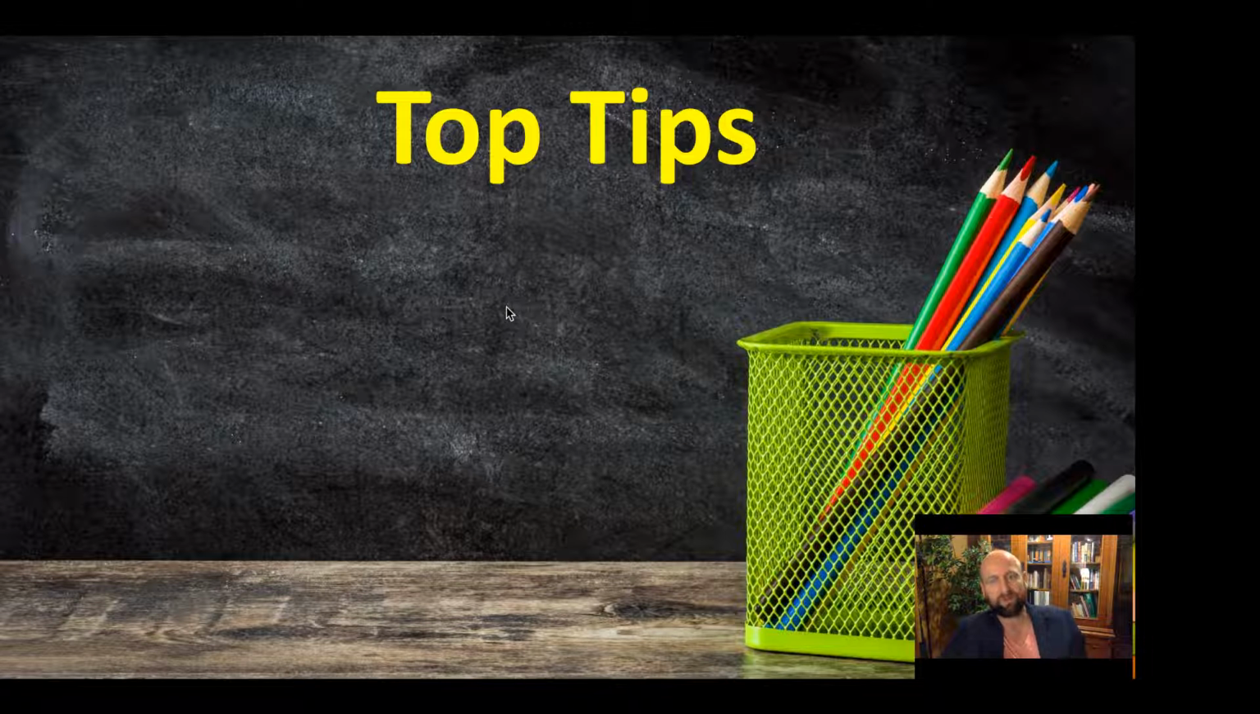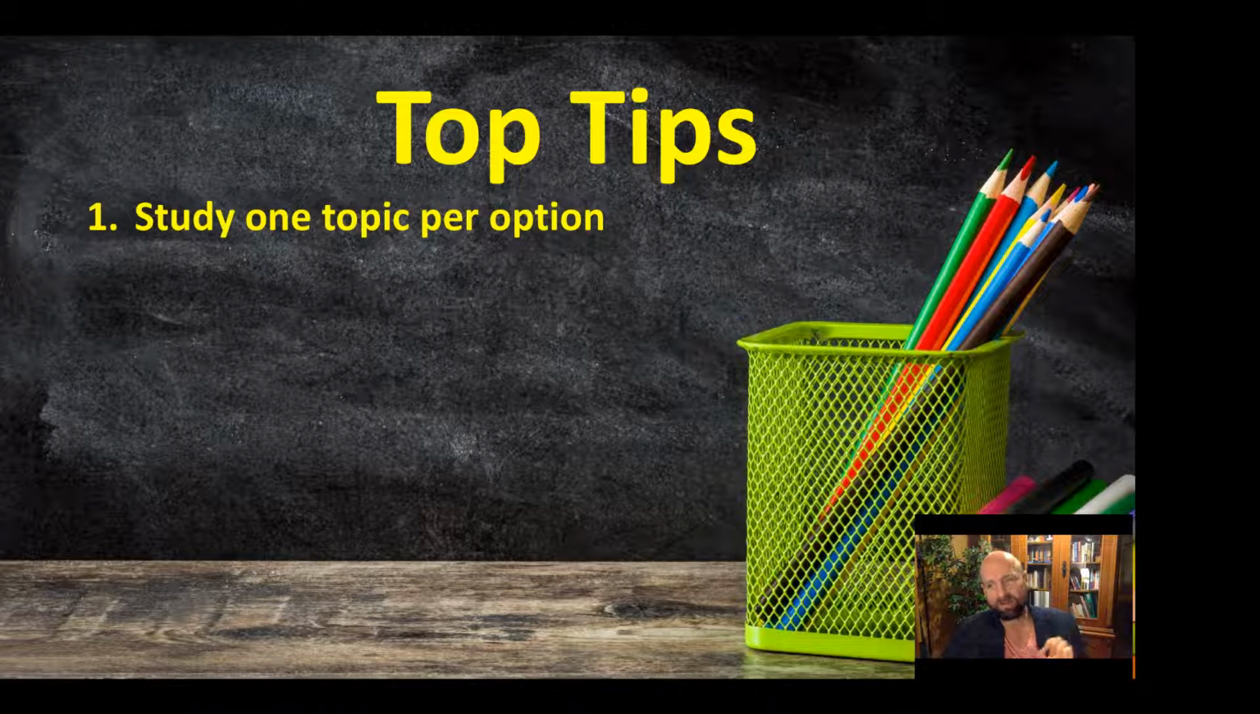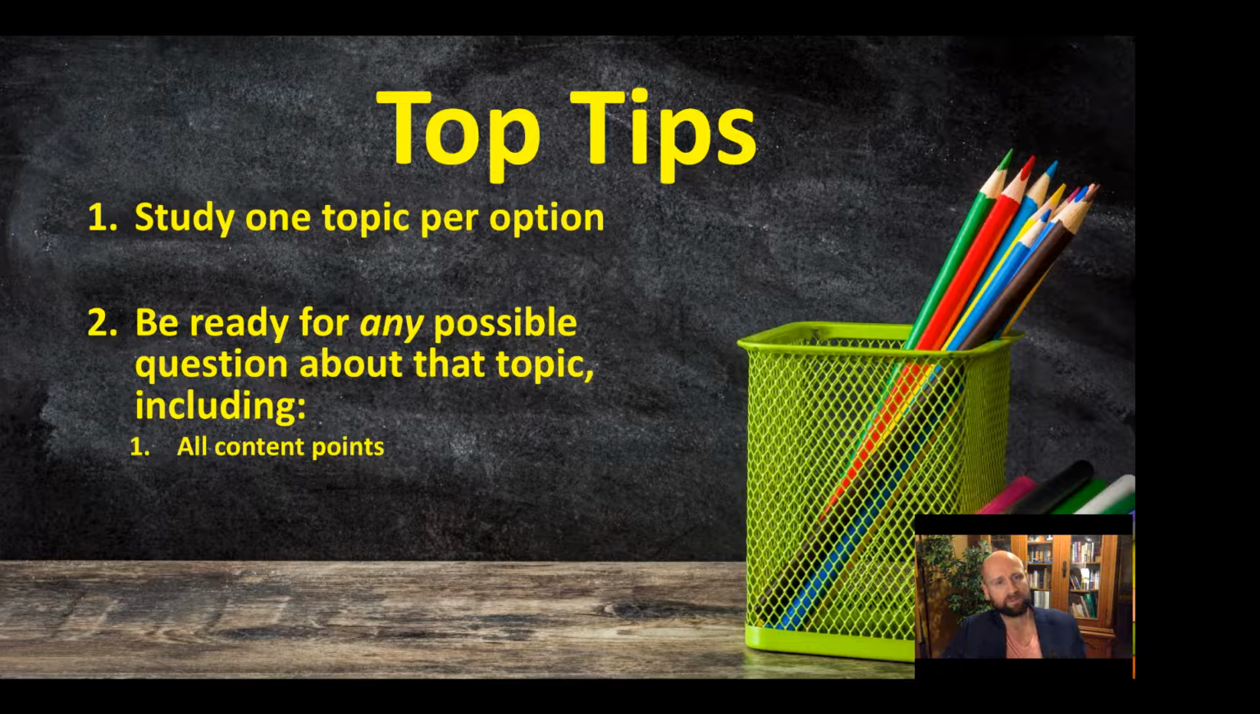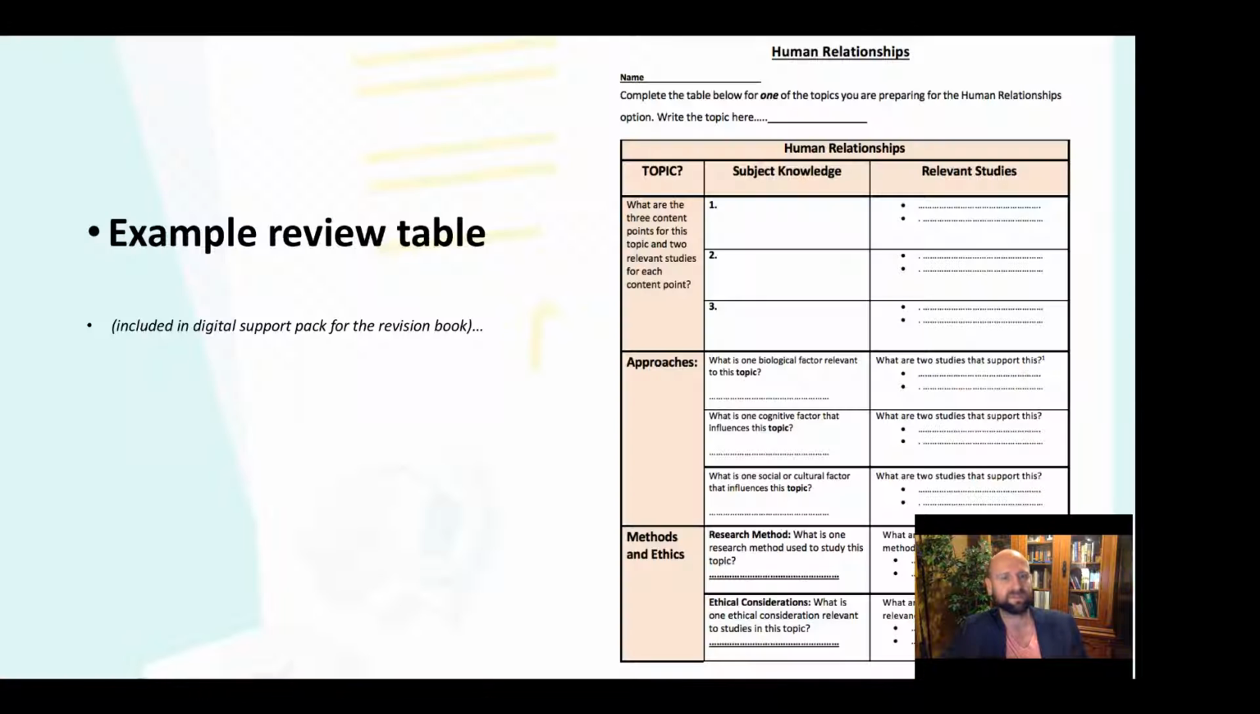Okay, so just to recap, my top tips for paper 2. I would suggest studying one topic per option that you need to cover, and be ready for any possible question about that topic. If you're only going to study one topic, then you have to make sure you're prepared to write about ethical considerations, research methods, all the content points, any possible question for that topic. Because if you choose one topic, and let's say you don't study the ethical considerations and review that material, and that question comes up, you're stuffed. So any possible question. All content, 3 approaches, methods, ethics.